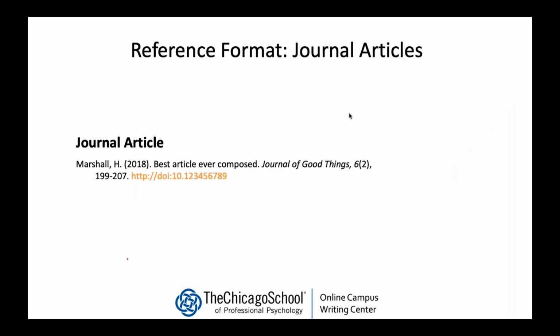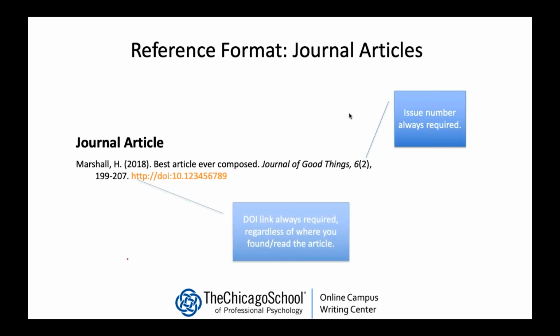For journal articles, a slight change. The issue number is always required. So if there's an issue number, it has to be added. It can't be left out. Likewise, the DOI link is now always required. So when you access journal articles off of the website, you can always find the link to the article on the page where you took it from the website. You'll have to include that now at the end.